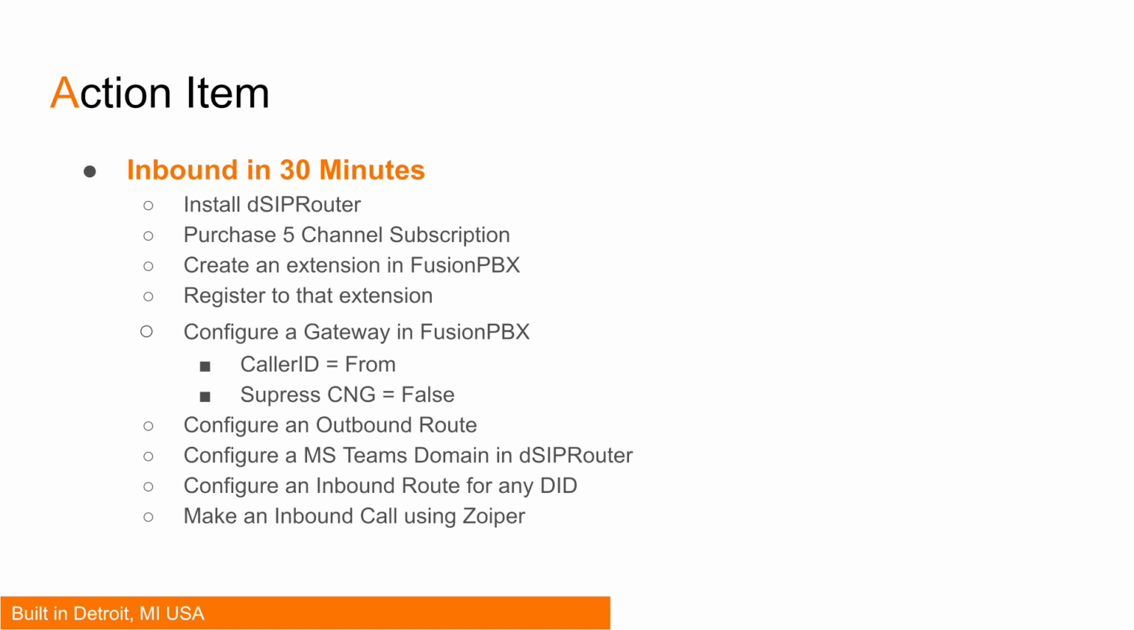Then you need to configure a Microsoft Teams domain in dSIPRouter. Then we need to configure an inbound route for any DID. We call that basically inbound mapping. And then you need to make an inbound call using Zoiper to the actual phone number that you have defined in Microsoft Teams.